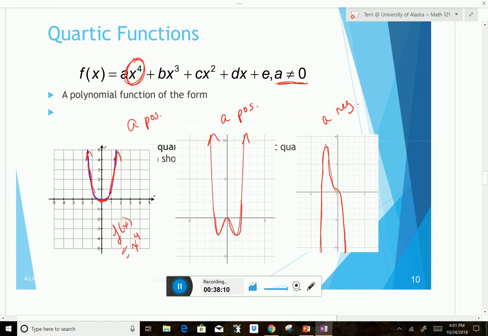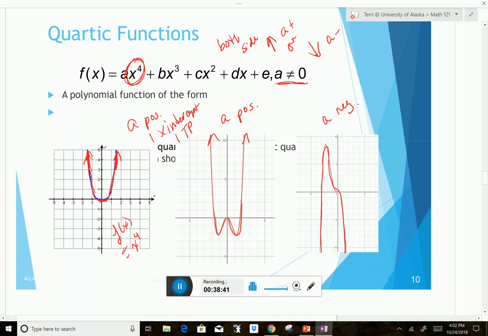And again, we can talk about end behavior. Both sides are going up. So in a quartic function, both sides go up or down. Up if A is positive, down if A is negative. So A is positive, we have one x-intercept, and we have one turning point.